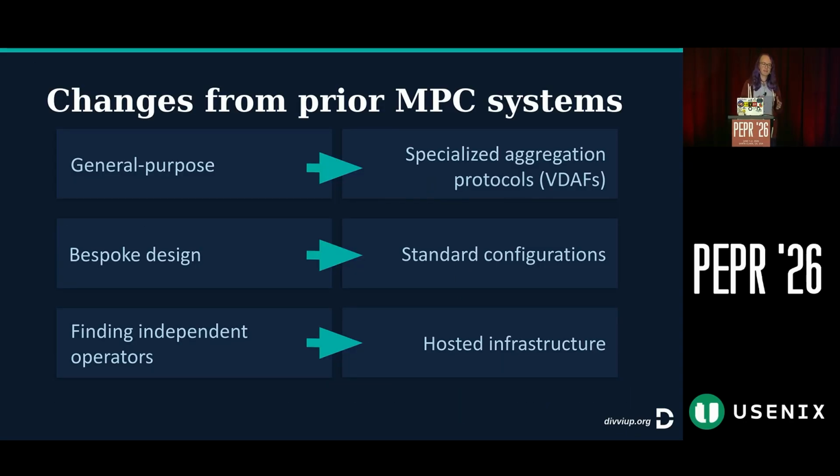So if MPC has been around for decades, why hasn't it been practically deployed? First, general purpose MPC protocols are computationally expensive, right? They're just too expensive for high volume telemetry that you actually want to use this stuff for. The VDAFs here, the verifiable distributed aggregation functions again, of which DAP implements several, solve this by specializing in the aggregation that they do. They are not general purpose. They don't try to compute arbitrary functions. They just compute sums and histograms, and they do it fast.